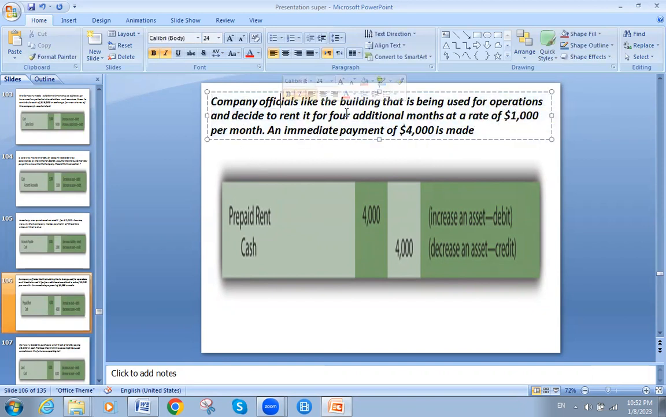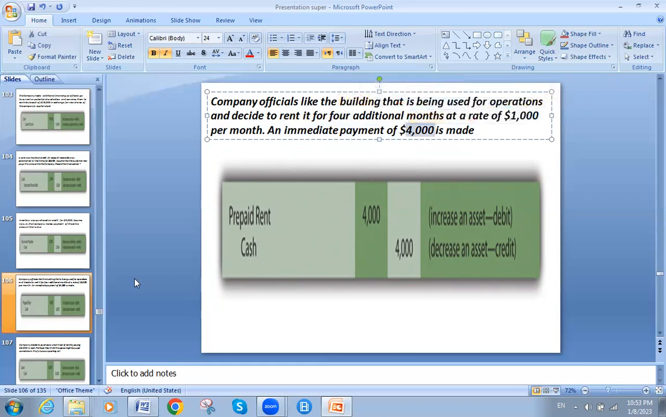Our company needs to rent a building. This building is $1,000 per month, and we need to rent it for 4 additional months in advance. An immediate payment of 4,000 is made. Why? Because 1,000 times 4 months gives me 4,000.